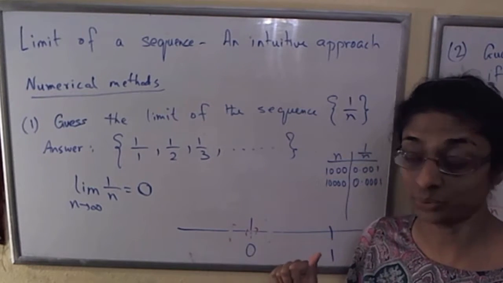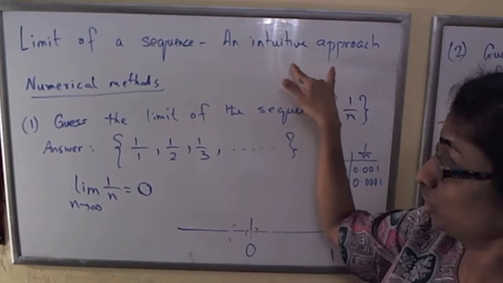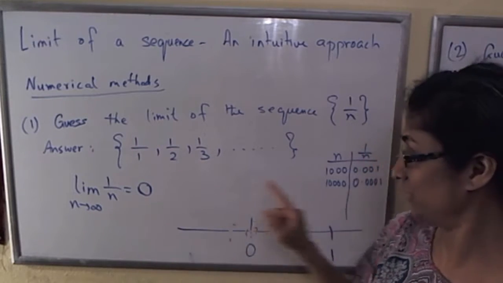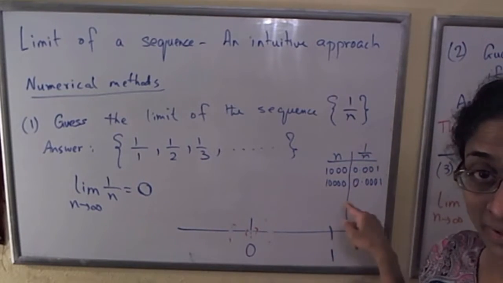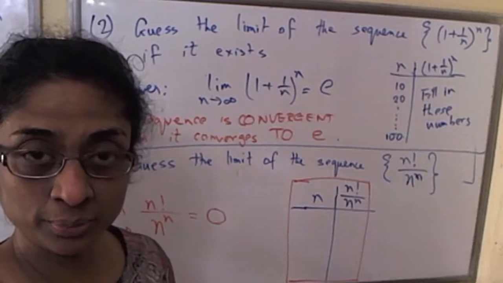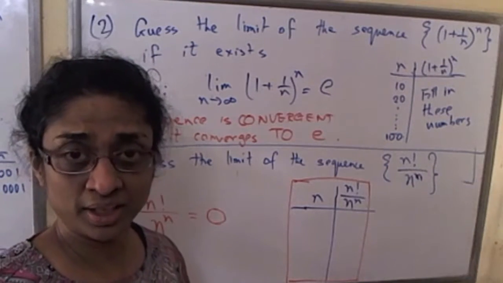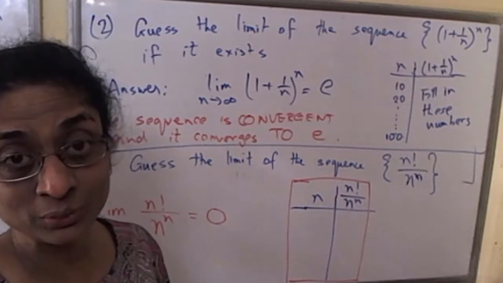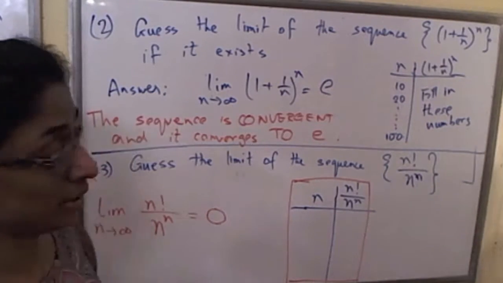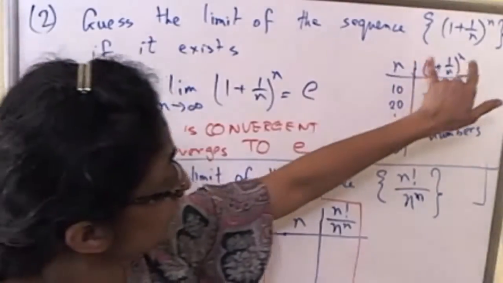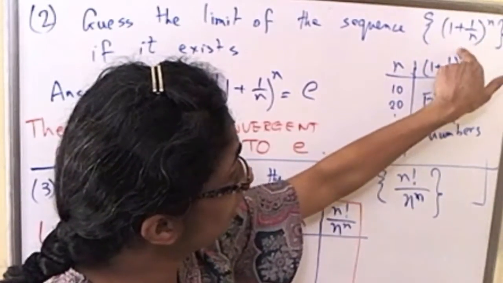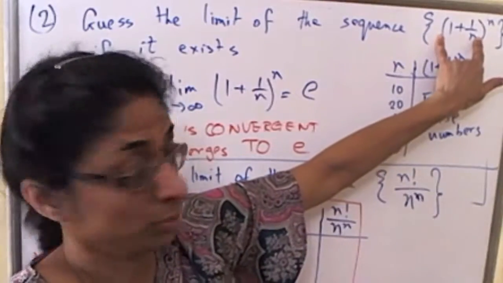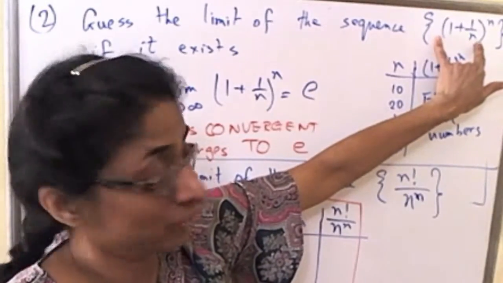Let's look at more examples where we still stay on the intuitive level, where we look at tables and where we just guess the limit of the sequence by looking at a pattern. So if the first example gave you an impression that perhaps we could just guess the limit of any sequence without any work, this one should challenge you a little more. Here, look at the sequence. (1 + 1/n)^n, that is the general nth term of the sequence.